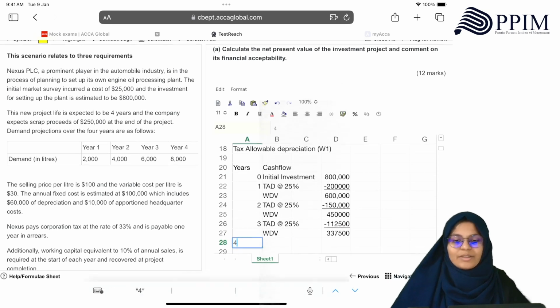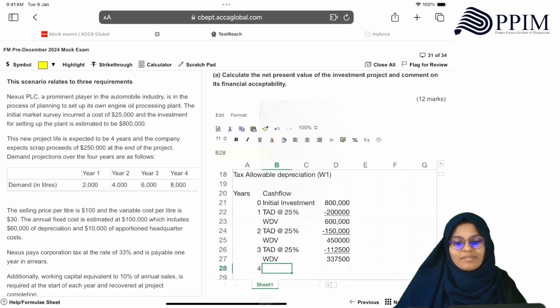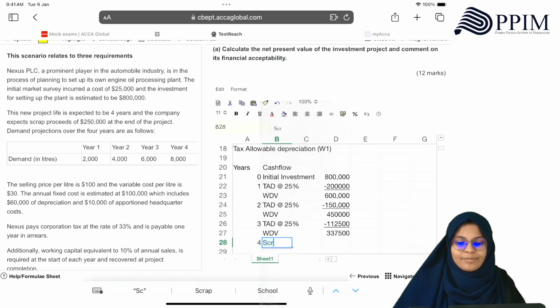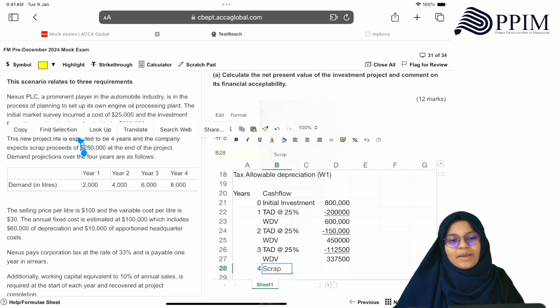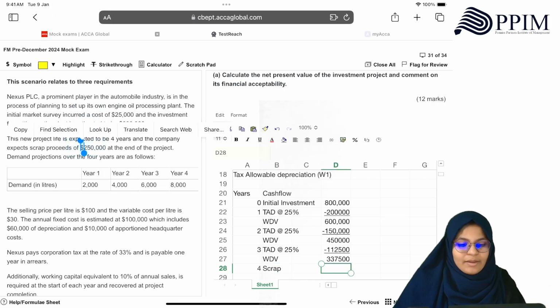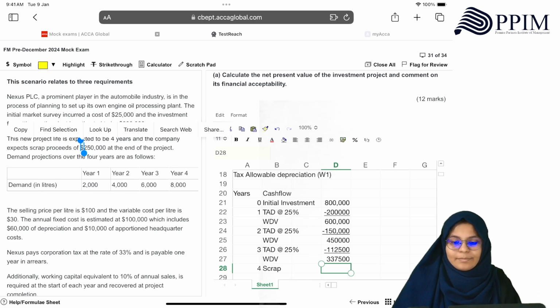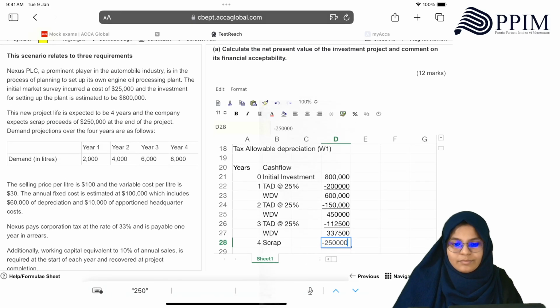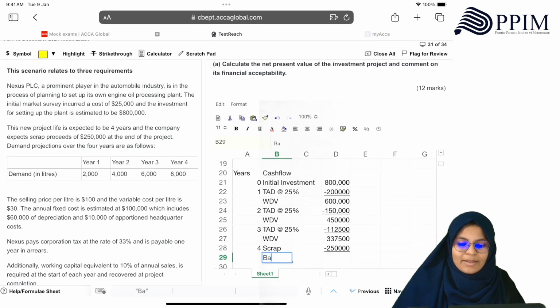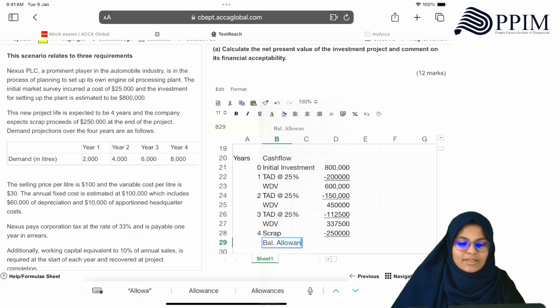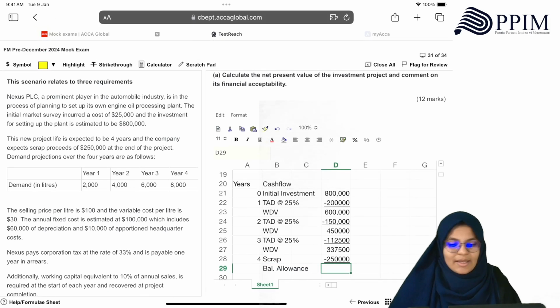Now year 4, this is a 4-year project now. So year 4, what will happen? Scrap. So they are telling me the scrap value in the question. They told me it was 250,000. It's given here. Okay. So put that there, 250. Okay. And then you get a balancing allowance in this case, which is 87,500.